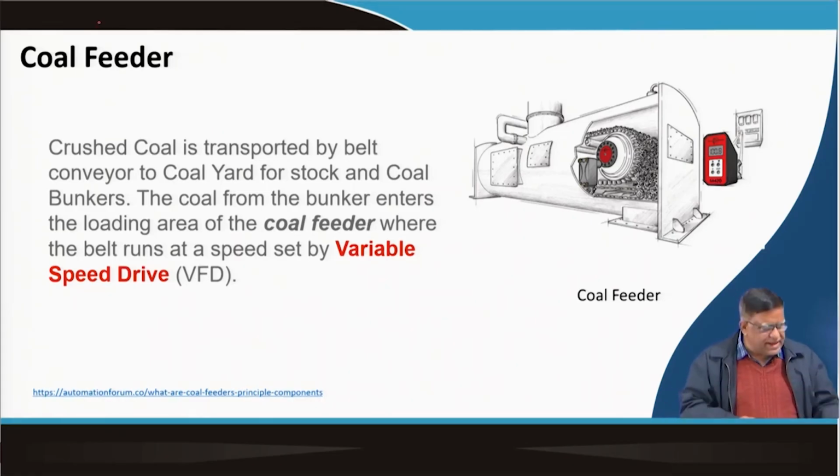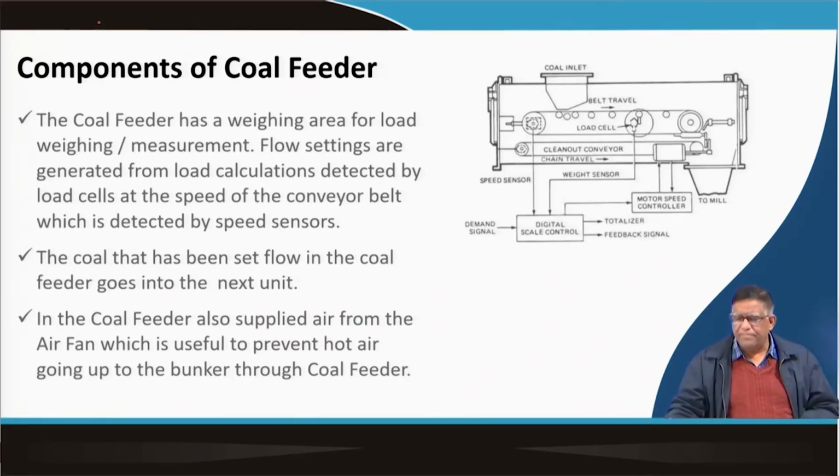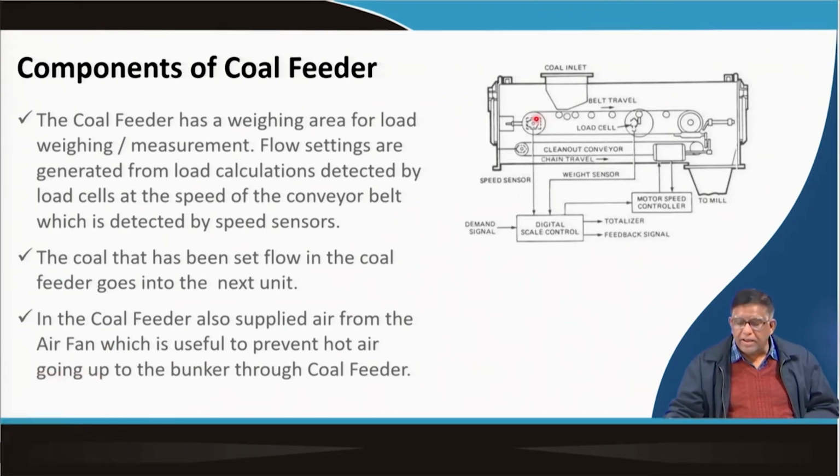Now, what is there in your coal feeder? If you can see here, the components: one conveyor belt is over here, and if there is any spillage, there is a clean out conveyor belt. This will take the material and again send it to the mill, where it will be crushed for fines. So, they are sending it to the mill.